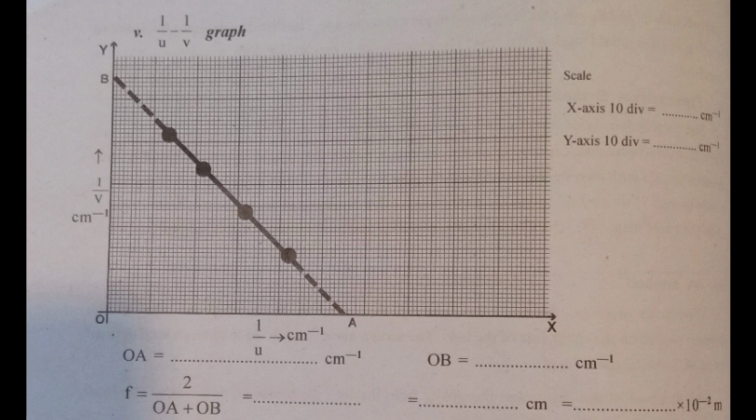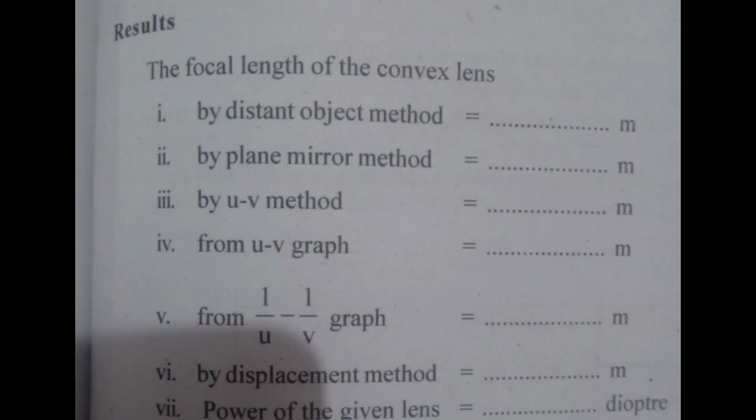Now we can join this OA and OB. So we have to find the values of OA and OB. Then focal length can be calculated by using the equation 2 by (OA plus OB), so that into 10 raised to minus 2 meters. So that will be the focal length by using the 1 by u, 1 by v graph.